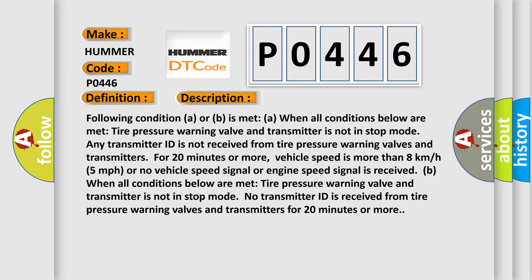Condition A or B is met. A, when all conditions below are met: tire pressure warning valve and transmitter is not in stop mode, no transmitter ID is received from tire pressure warning valves and transmitters for 20 minutes or more, vehicle speed is more than 8 km per hour, 5 miles per hour, or no vehicle speed signal or engine speed signal is received. B, when all conditions below are met: tire pressure warning valve and transmitter is not in stop mode, no transmitter ID is received from tire pressure warning valves and transmitters for 20 minutes or more.